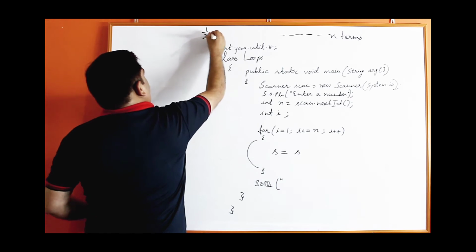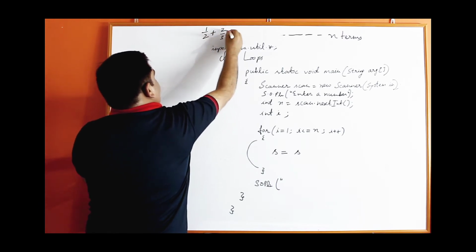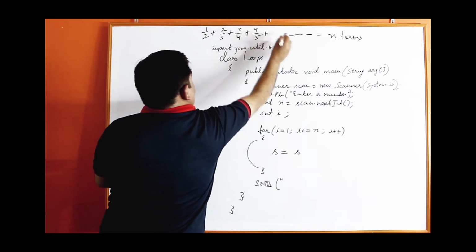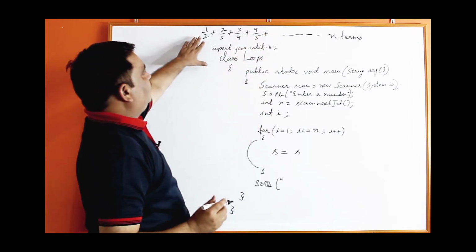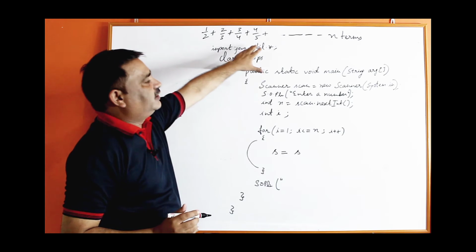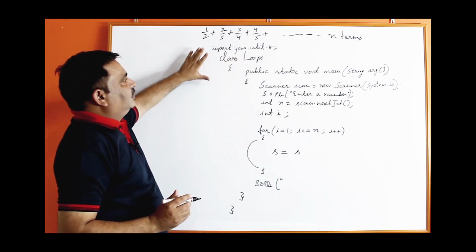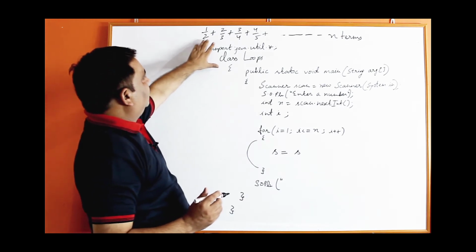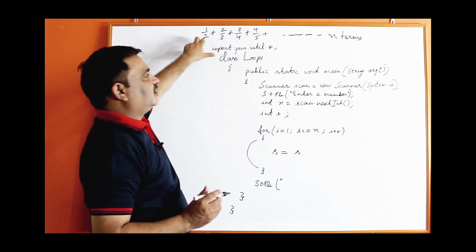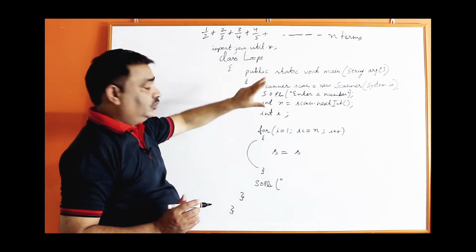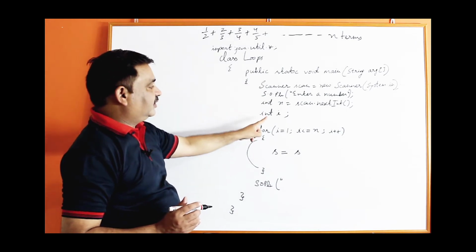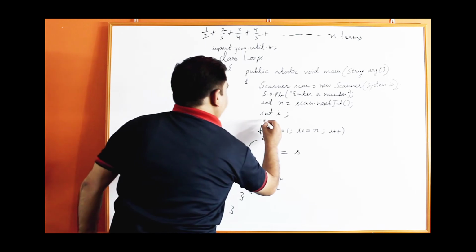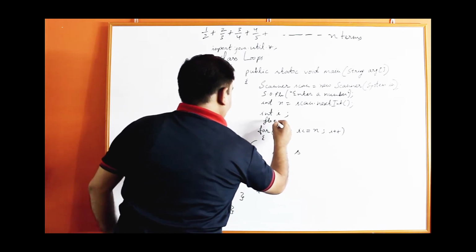1 upon 2 plus 2 upon 3 plus 3 upon 4 plus 4 upon 5 plus and so on. If you have to find the sum of this series, then how will you make this program? Here the final sum will be in decimal points. So you have to declare the variable sum, maybe s or any other variable, with either float or double.